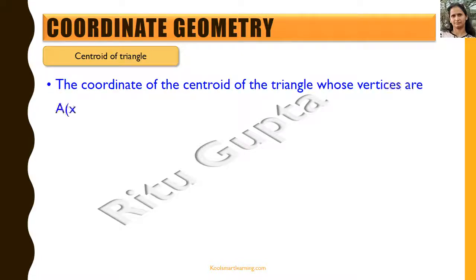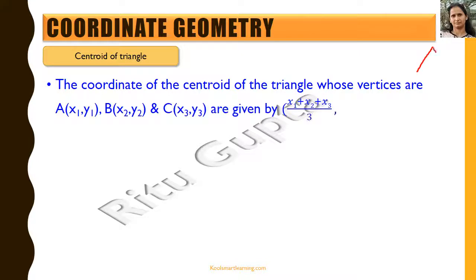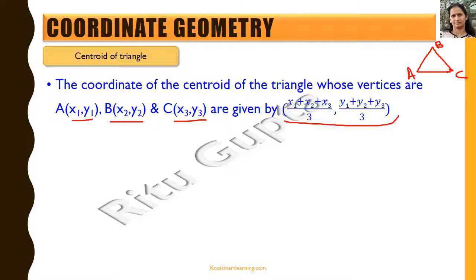Now let's take a triangle ABC whose vertices coordinates are provided to us. For A it is x1, y1, point B is x2, y2 and vertex C is x3, y3. Then the centroid of this triangle is given by x1 plus x2 plus x3 by 3, y1 plus y2 plus y3 by 3. So these are the coordinates of the centroid of the triangle.